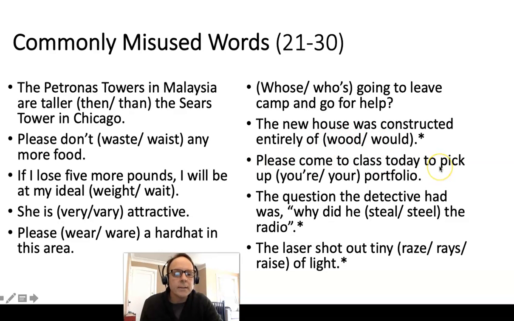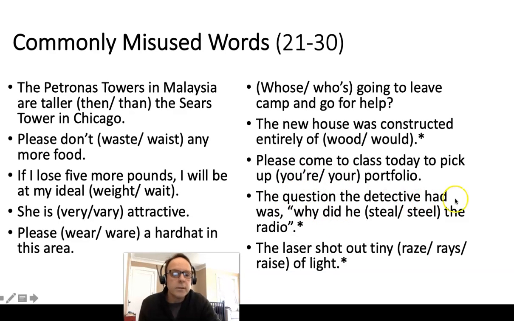Please come to class today to pick up your portfolio. Now remember with this one up here, we had this rule about put in the letter that's missing. And what's missing here? It should be you are, right? Please come to class today to pick up you are portfolio. These are very commonly confused, your and you're, but this is the correct one here, and it's a possessive pronoun. Your, it's the one that you own, not you are portfolio. So if we take that out, we know this one's correct.